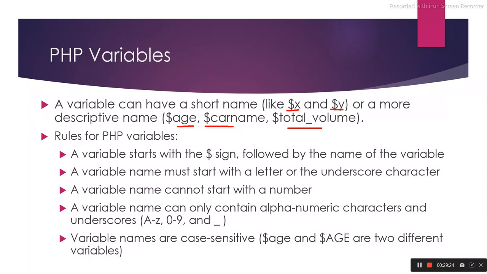There are some rules. The general rule is that the first letter should be $. Only then can you write the variable name. A variable name must start with the dollar sign, followed by a letter or an underscore, not a number. You cannot start with a number, and then you can use A to Z, 0 to 9 and underscore. No other special symbols are allowed.